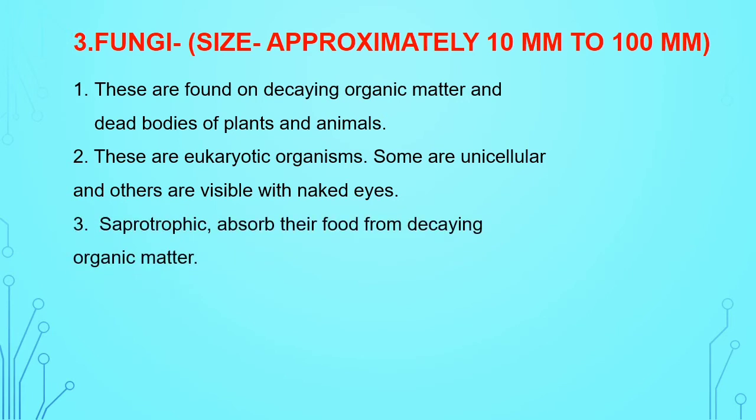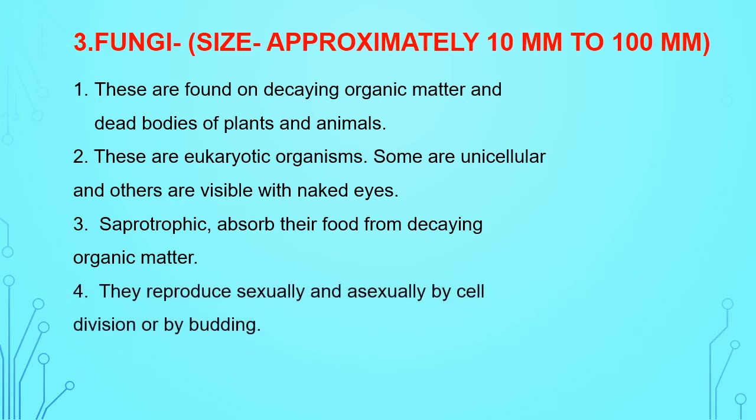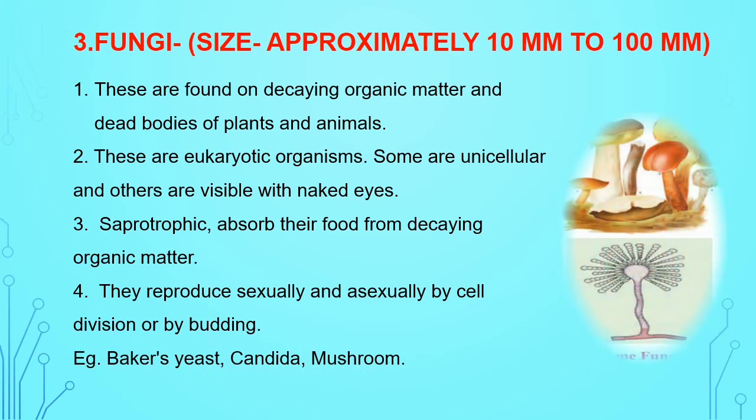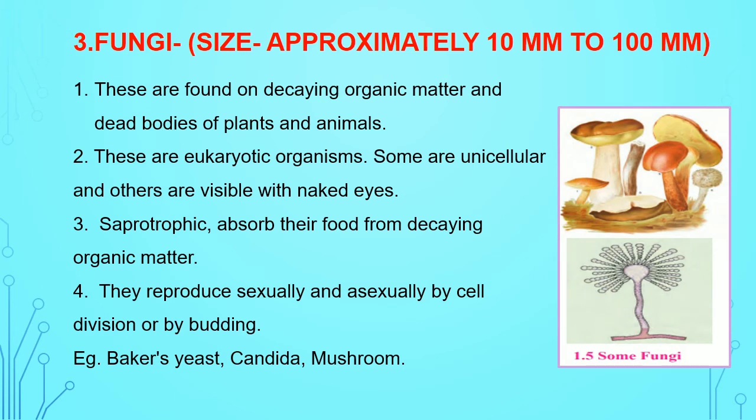Third, they are saprotrophic because they absorb their food from decaying organic matter. They reproduce sexually and asexually by cell division or by budding. For example, baker's yeast, candida, mushrooms. These are some examples of fungi.